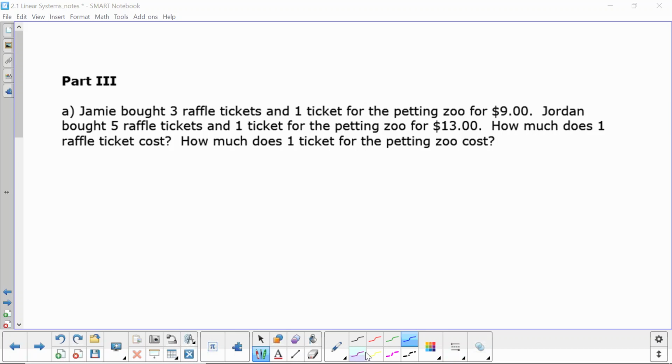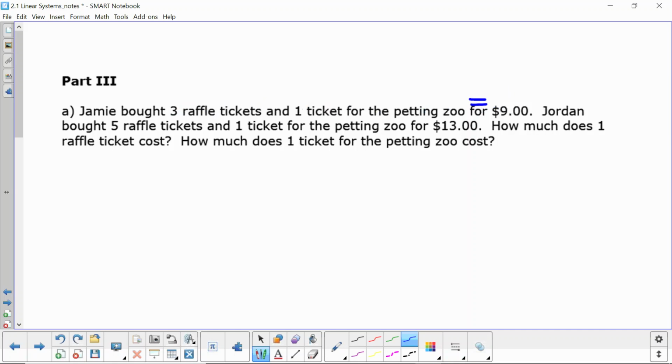Because the equation is not given, we are going to start by setting up equations. Jimmy bought 3 raffle tickets and 1 ticket for the petting zoo for $9. So for $9, this $9 is the total cost, so we put an equal sign here. Then we are going to translate the first sentence into an equation.